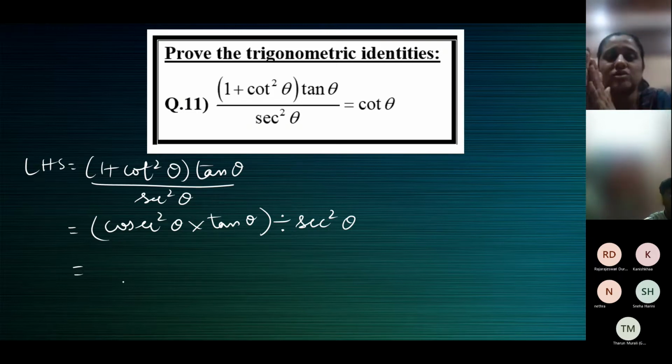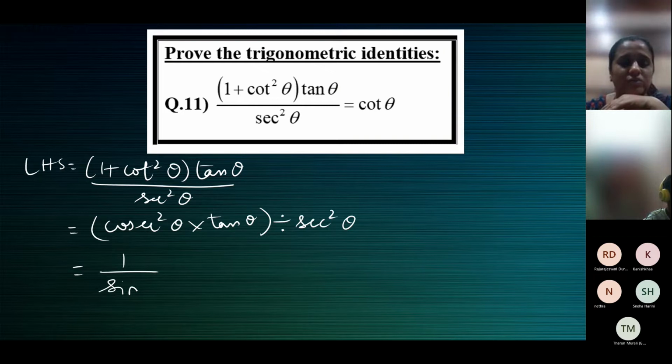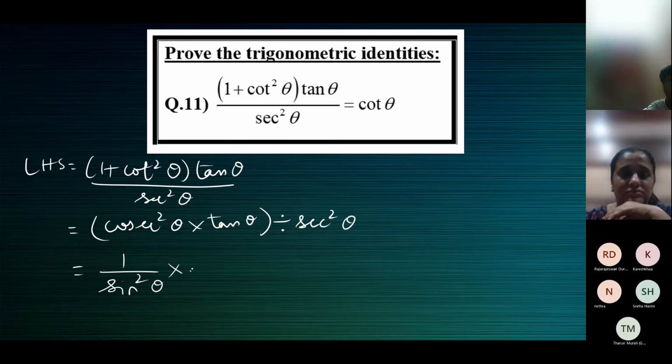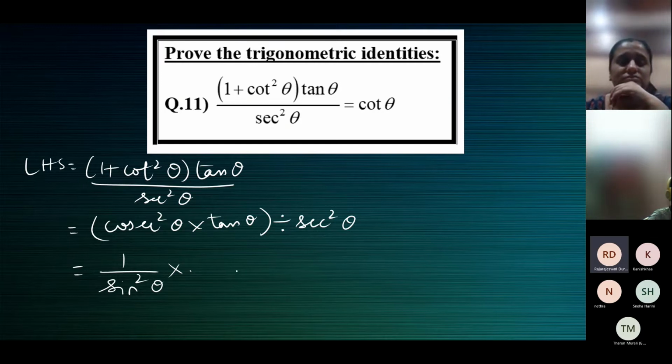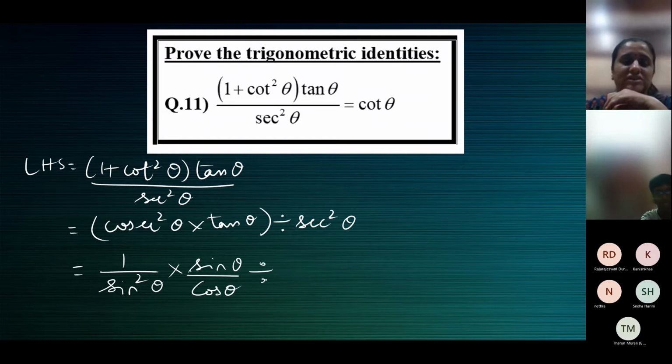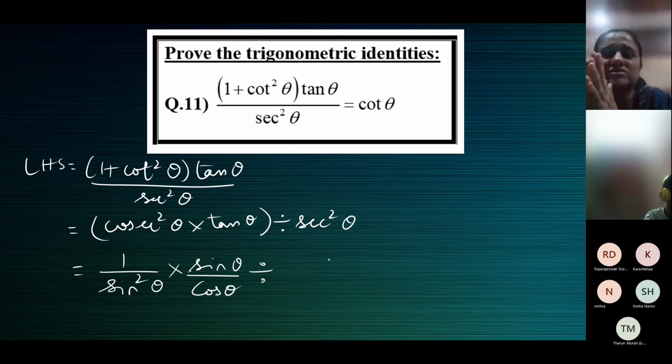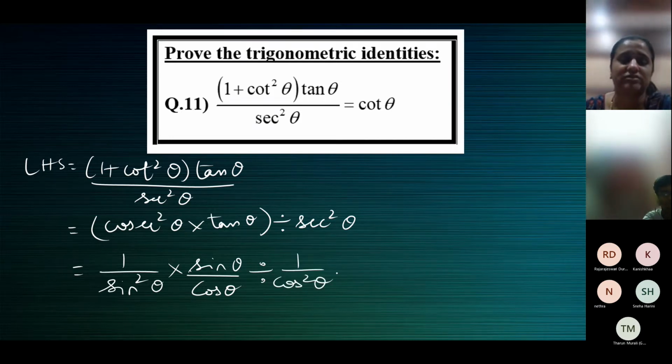Write everything in terms of sine and cos. What is cosecant square theta? 1 by sin square theta. Into what is tan theta? Sin theta by cos theta. Divided by what is secant square theta? In terms of sine and cos, 1 by cos square theta.